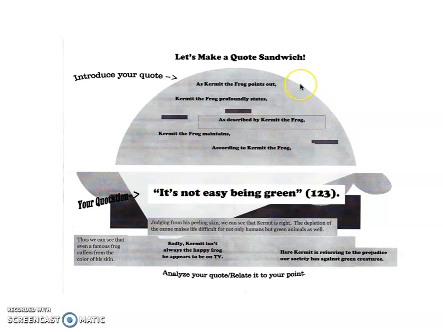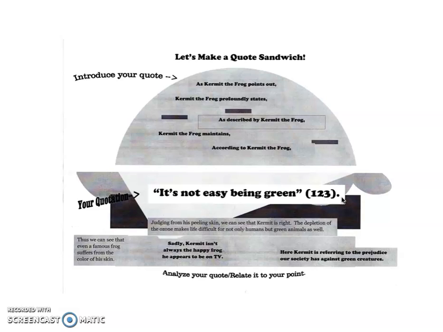So if we introduce the quote, we could say something like, as described by Kermit the Frog, it's not easy being green, right? Or something like, Kermit the Frog maintains it's not easy being green, right? Either way, you're just giving us a very brief intro of your own writing to introduce the quote, right? So the quote's just not hanging out there by itself in your writing, which it cannot do. Okay, so that's the first step, introduce the quote. Then you present the quote. We've accomplished that. That's the second step.